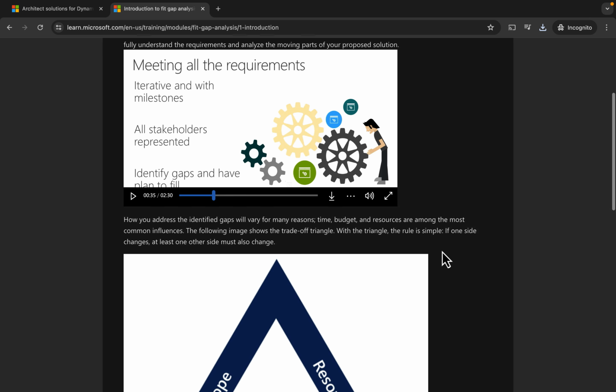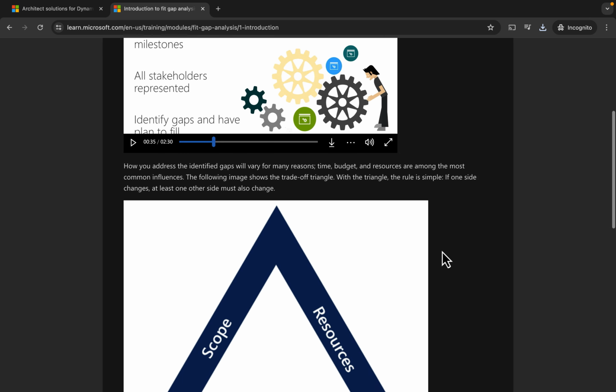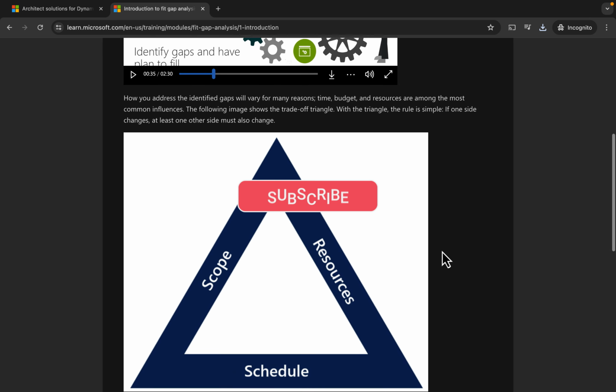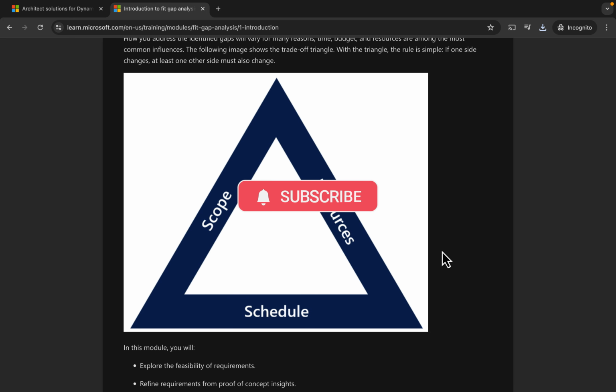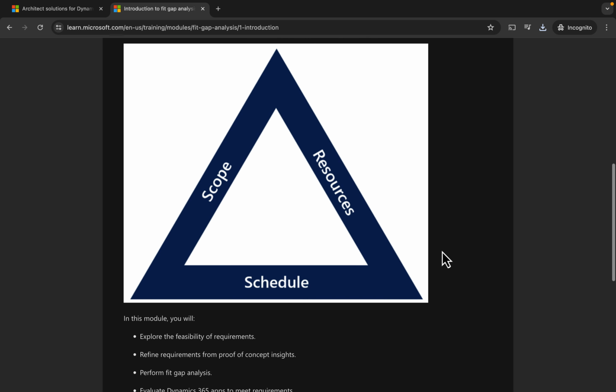How you address the identified gaps will vary for many reasons. Time, budget, and resources are among the most common influences. The following image shows the trade-off triangle. With the triangle, the rule is simple. If one side changes, at least one other side must also change. Scope, resources, schedule.